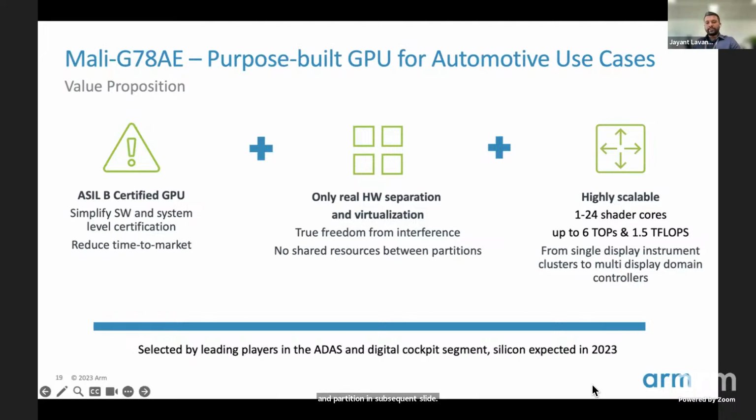But last but not least on this slide, Mali G78AE is a very highly scalable GPU. You can configure it from 1 shader core to up to 24 shader cores, and that means you have performance of up to 6 TOPS and 1.5 teraflops in FP32. It can be used from a single display instrument cluster to multi-domain controllers, and it has been selected by leading players in the ADAS and digital cockpit segments. Some of the partners have received the engineering silicon in 2022, and mass production is expected in 2023.